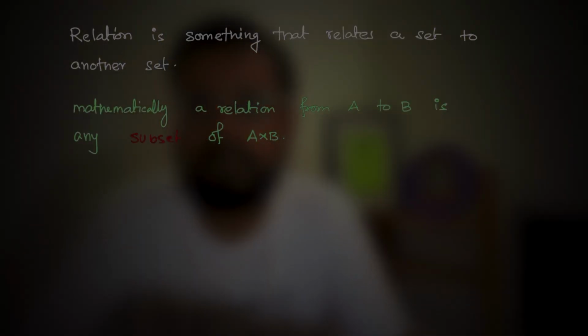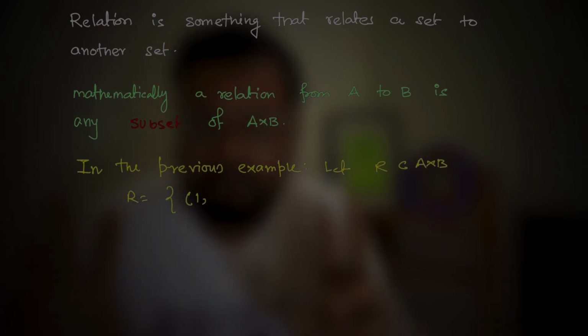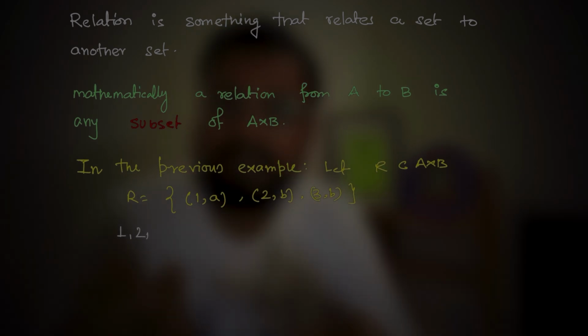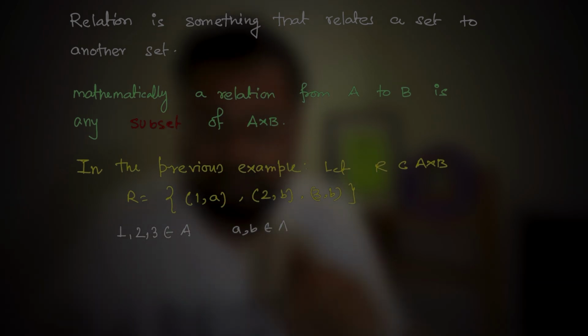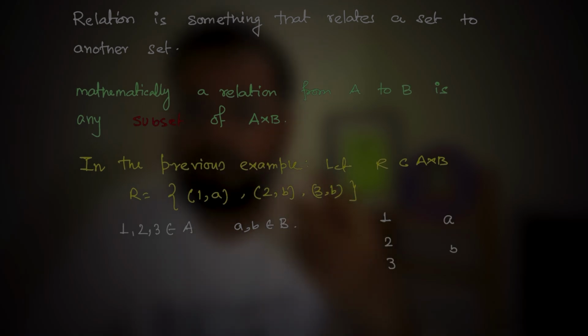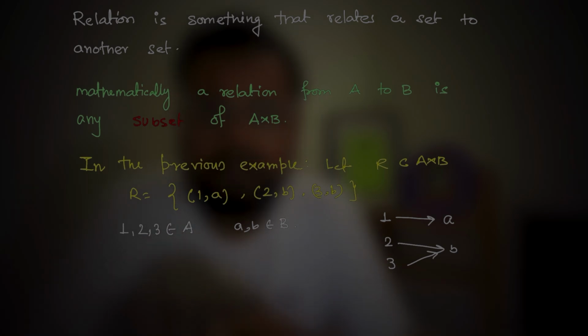In the previous example, as we have seen, we know all the elements of A cross B. Let us pick a subset R from A cross B. I can take randomly any few elements. So let's say in this R I am taking (1, a), (2, b) and (3, b). So 1, 2, 3 are elements of A and they are being connected to a and b, which are elements of the capital B. As you can see in the diagram, 1 is connected to a, whereas 2 and 3 both are connected to b. But if you notice carefully, the element 1 is not connected to the element b.